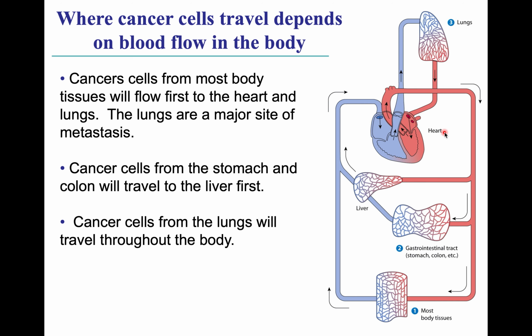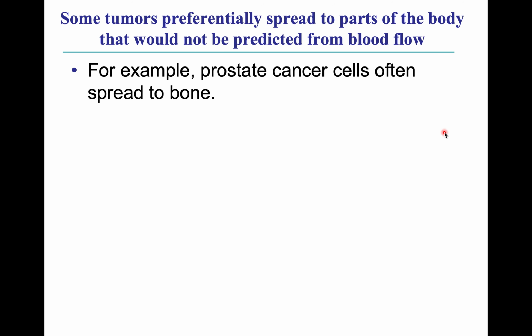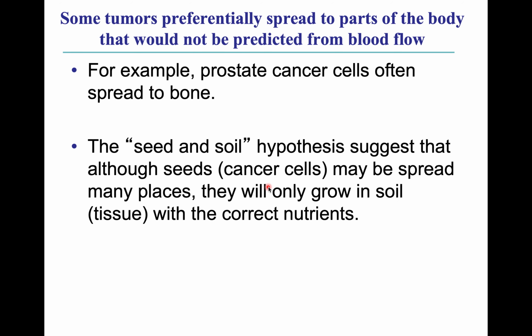So in some cases, you may be able to predict metastasis just based off of blood flow. But that being said, there are some interesting examples where cancers tend to spread to tissues that you wouldn't predict based off of blood flow. So, for example, prostate cancer often metastasizes to bone. And these kind of unique situations have led to what's called the seed and soil hypothesis.